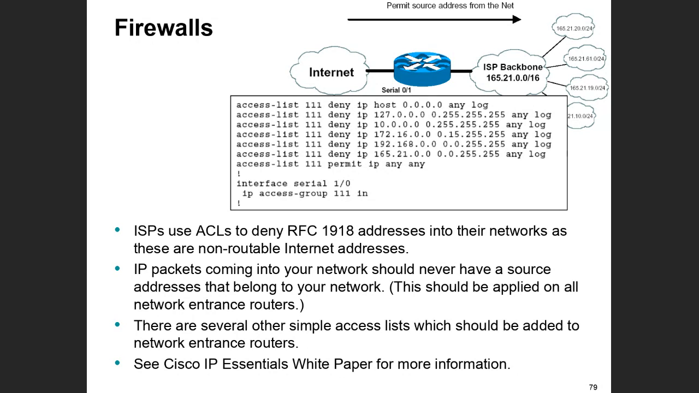So IP packets coming into my network should never have a source address from my own network. Cisco has a white paper that tells you how to do this. We'll learn in a later chapter that we have to network address translate these values into a globally unique address, an allowable public address on the internet.